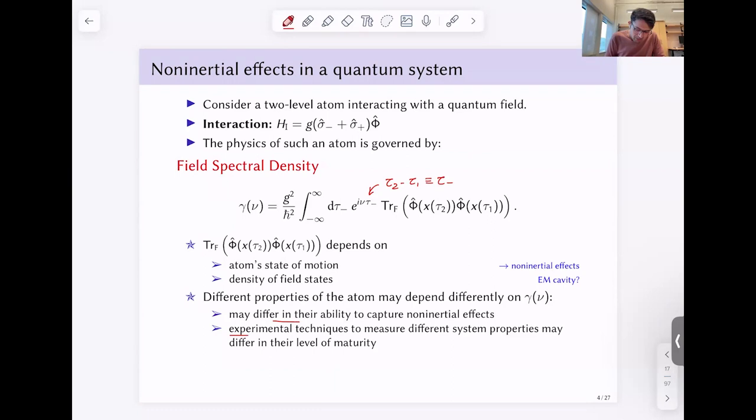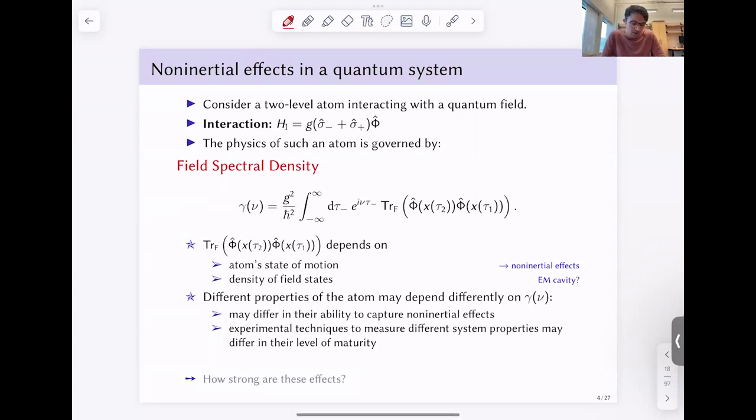For example, I'll mention two properties of an atom in this talk. One is Lamb shift and another is geometric phase. So by this point here, what I mean is that it might be possible that it is easier to measure the Lamb shift of the atom as compared to a geometric phase measurement of the atom. So we need to be aware of such variations as well.